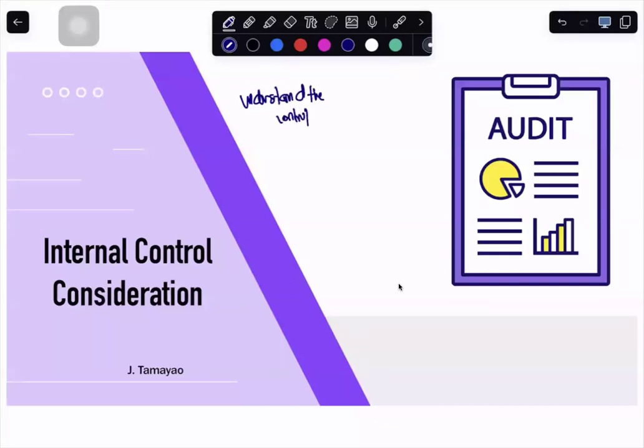Now, in understanding the control, of course, we look into the design and then the implementation of that control. So it is not only purely that there is a control on paper, that control must be implemented. Now, in understanding the control, we are assessing this control. So a preliminary assessment on that control.